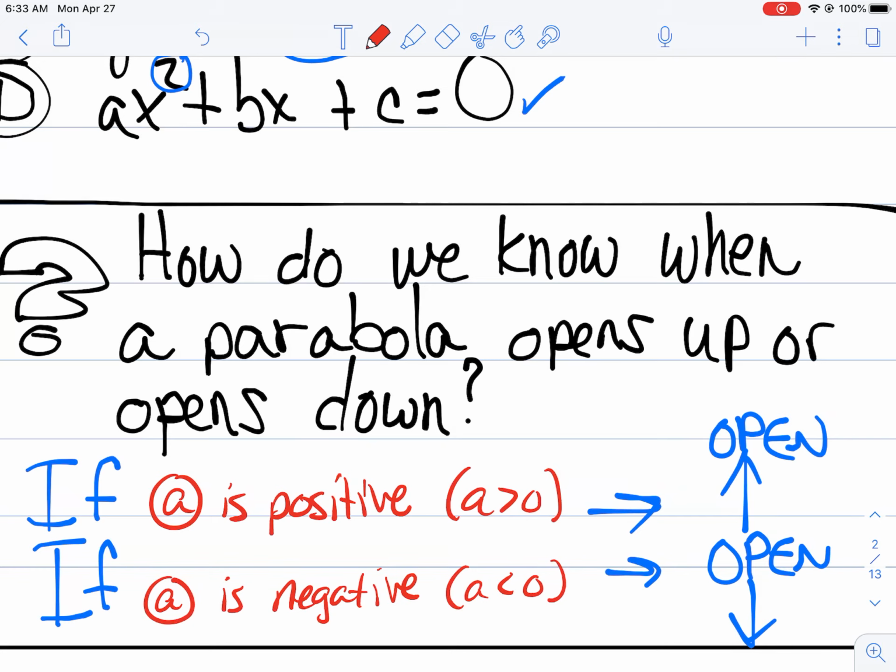So when we make a list of our information here in a few minutes, when we list our value A, I'm just going to put an arrow next to A's value so I know whether or not I should expect the graph to open up or open down. And I don't have the graph to know. I can look at the value of A and tell automatically whether these will open up or down. Because if A is positive, it's going to open up, and if A is negative, it's going to open down.